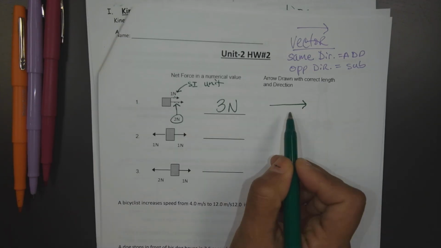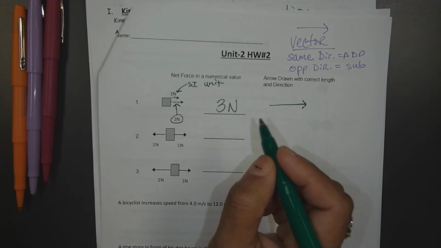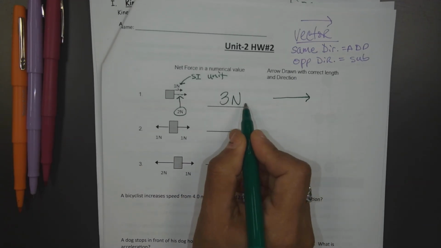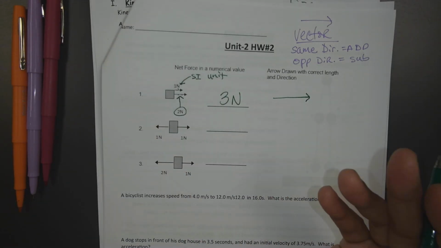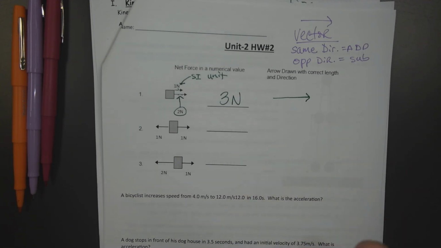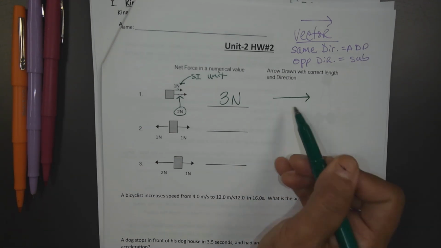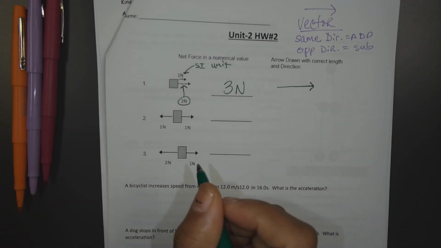So your vector arrow needs to be proportional to the actual value of that vector. So if this is 3 N, the next vector, by any chance, if it's 4 or 5 N, should be longer. If it's 1 or 2 N, then it needs to be shorter than what I'm starting off with as my 3 N vector arrow. So they need to be proportional.